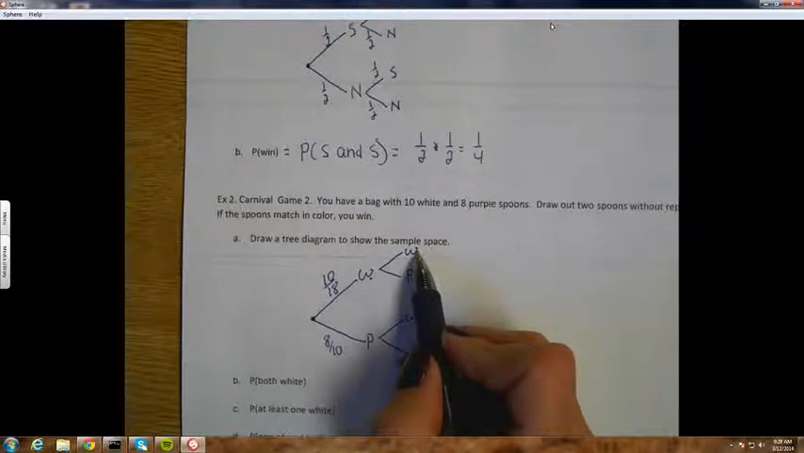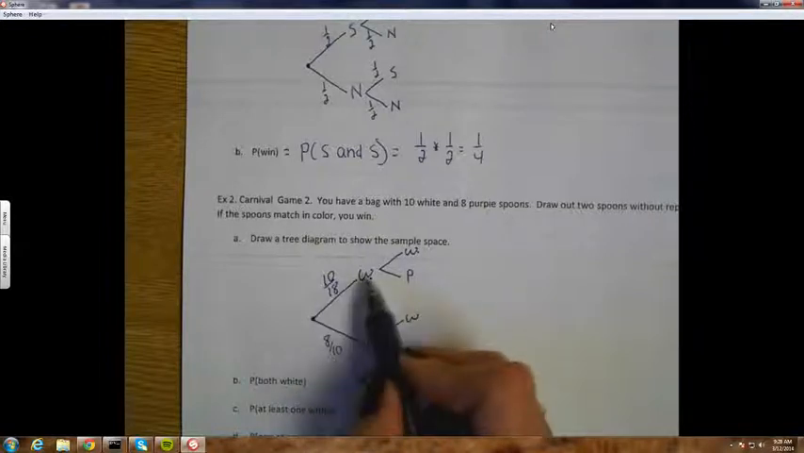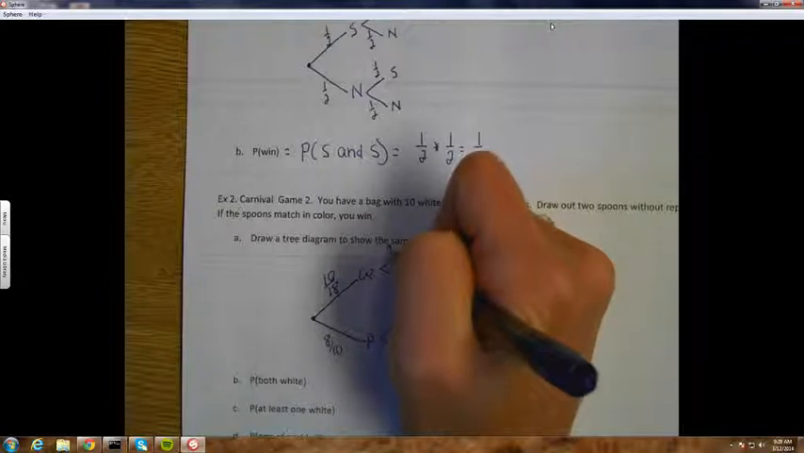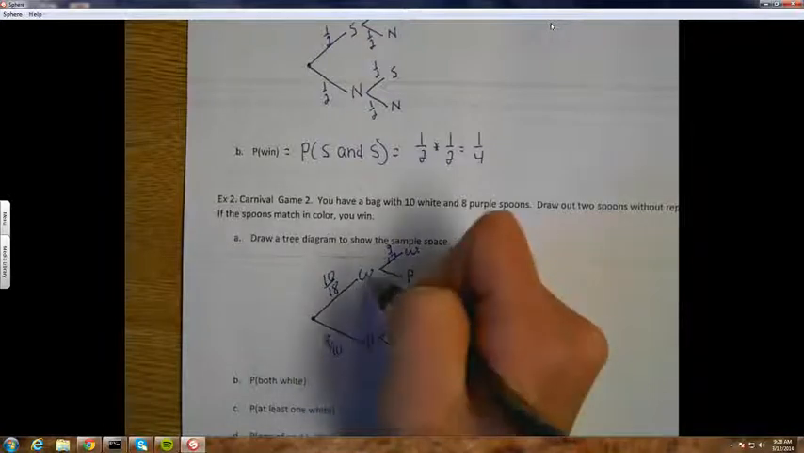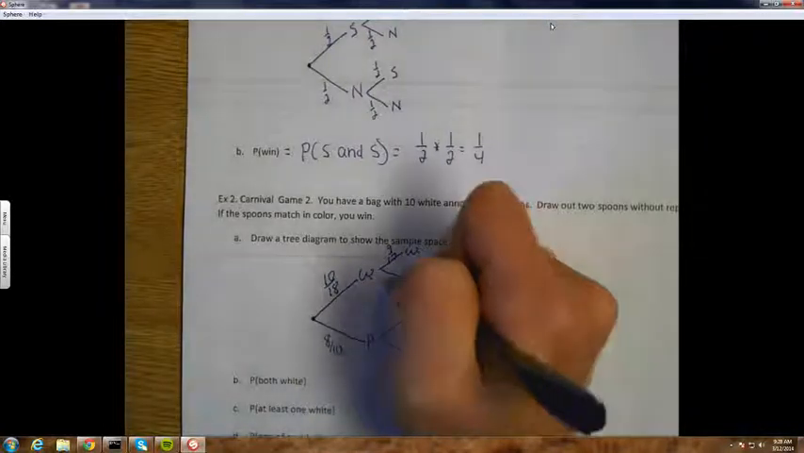Why 9 out of 17? You agree with that? Yeah, because we got 1 white gone, and we keep it without replacement, so that makes a 9 out of 17. What about the purple? 8. All 8 purples are still in there because I'm assuming I picked the white, so 8 out of 17.